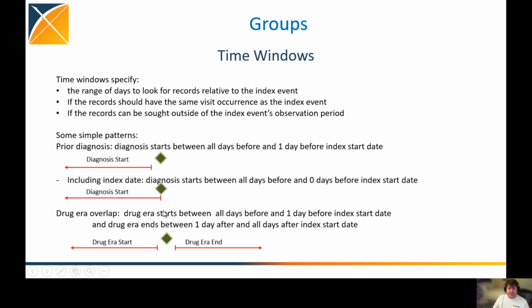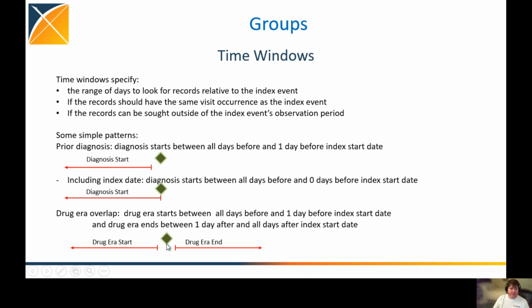We can also do an operation like looking for a drug overlap using a drug era record. Let's say that the drug era starts between all days before and 1 day before the index start date, and the drug era ends between 1 day after and all days after the index start date.